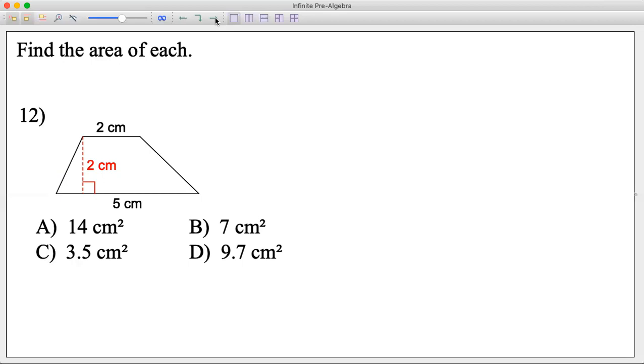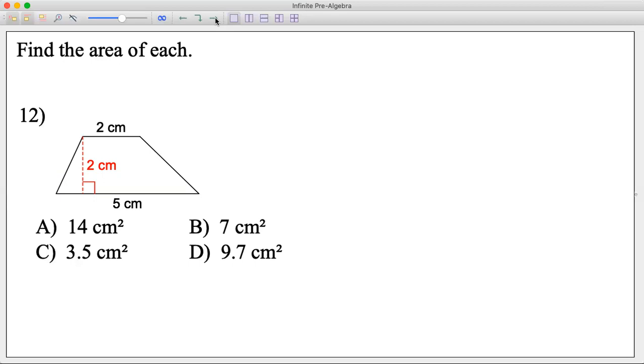Secondly, the height connects the two bases. So for me, as always, I look for the dotted line first. If it's a triangle, the dotted line touches the vertex and it touches the base. It is the height and it is the base. If it's a parallelogram, it is the height and it touches one of the bases. If it's a trapezoid, the dotted line touches the two bases and it is the height.